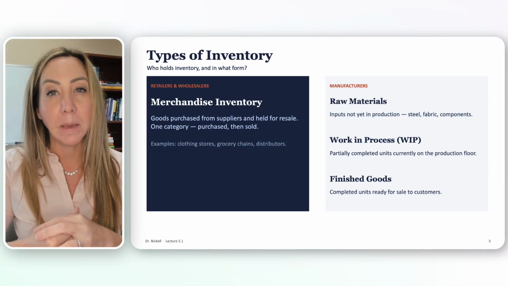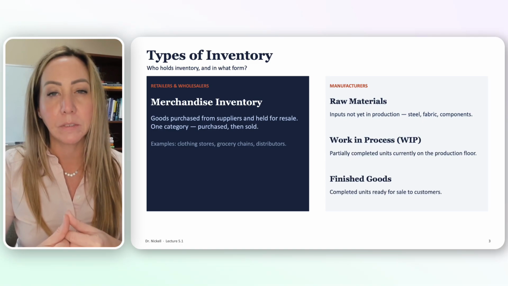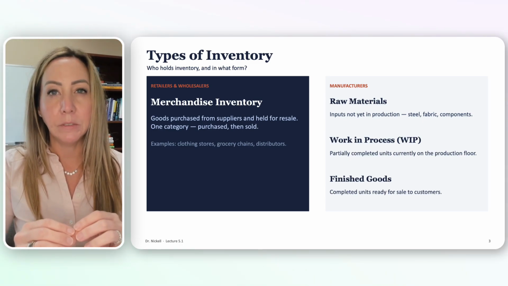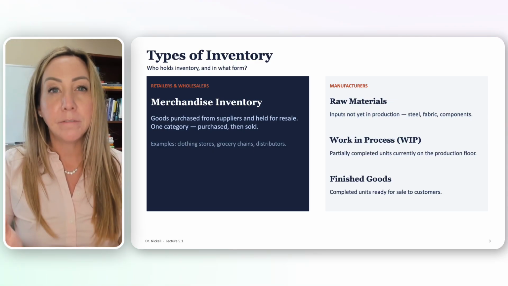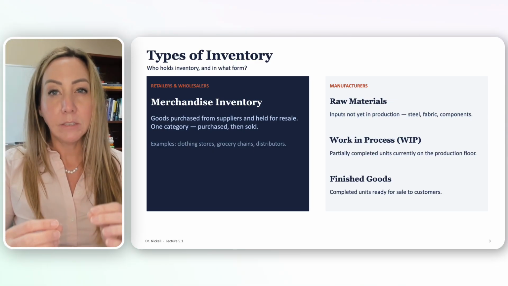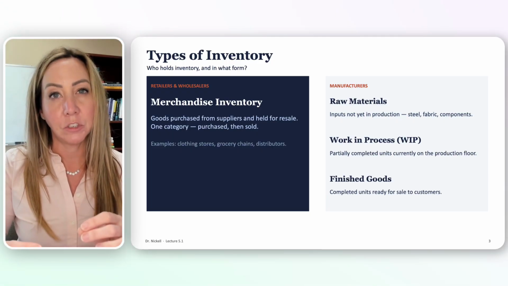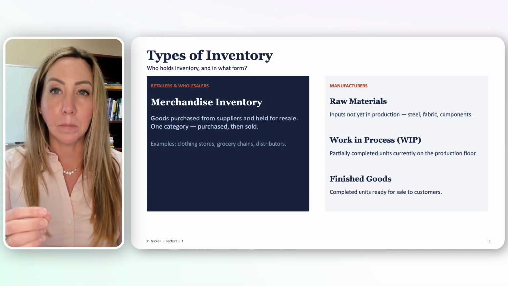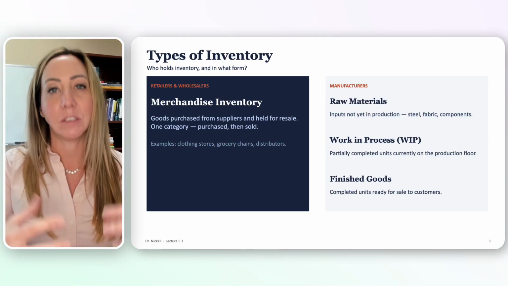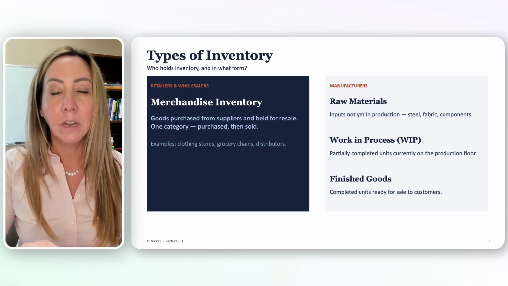Raw materials are the inputs not yet placed into production: steel, fabric, electronic components. Work in process, or WIP, represents partially completed units currently on the production floor. Finished goods are completed units ready for sale to customers. Costs flow through these stages sequentially. Raw materials are placed into production and become WIP. WIP is completed and becomes finished goods. Finished goods are sold and become cost of goods sold. Understanding this pipeline is essential for manufacturing accounting.